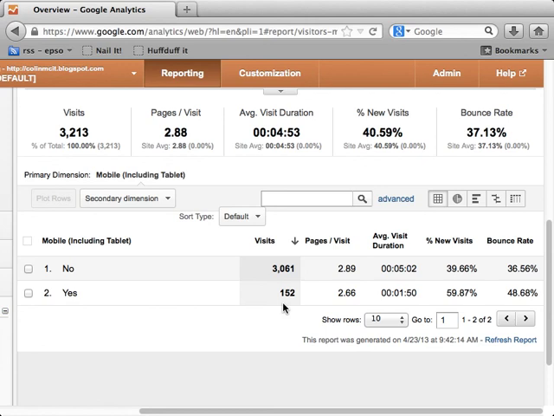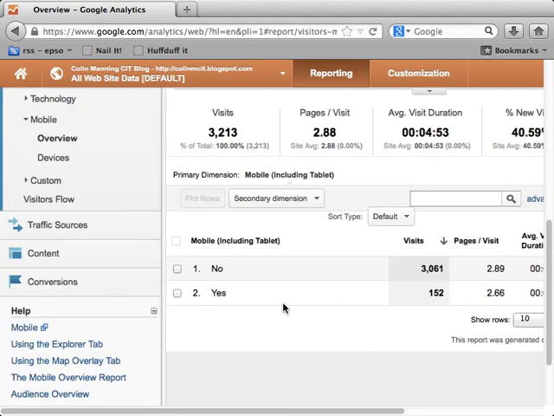Students have mobile devices, but they don't use them as much as other people because they don't want to pay for the data.